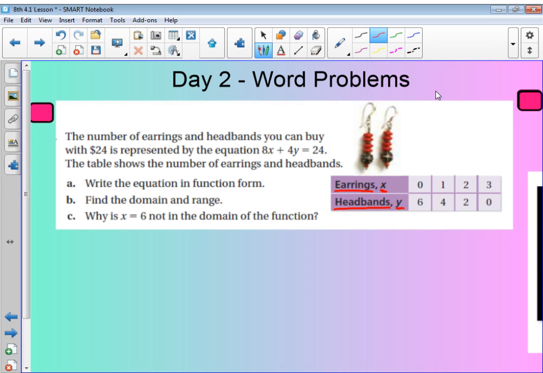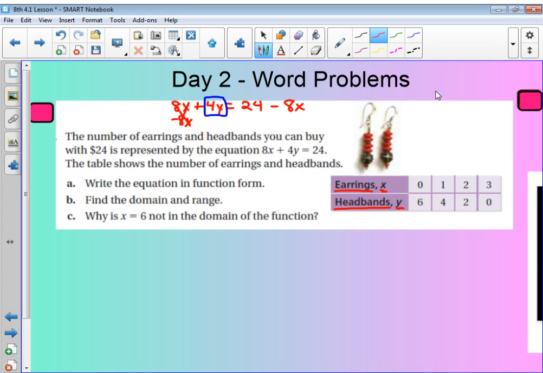So it says the table shows the number of earrings and headbands that we could purchase for $24. First thing is to write an equation in function form. So remember, function form is when we get it into that y equals format. Right now we have 8x plus 4y equals 24. We have to work to get y all by itself. So we're going to leave that there for right now. Our first step would be to do minus 8x and minus 8x.